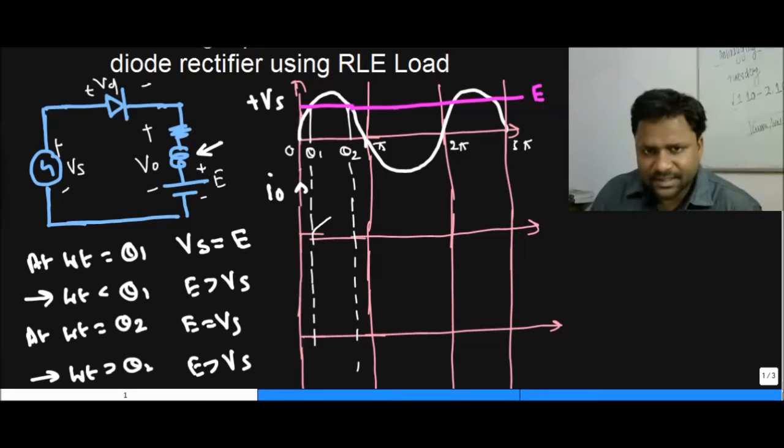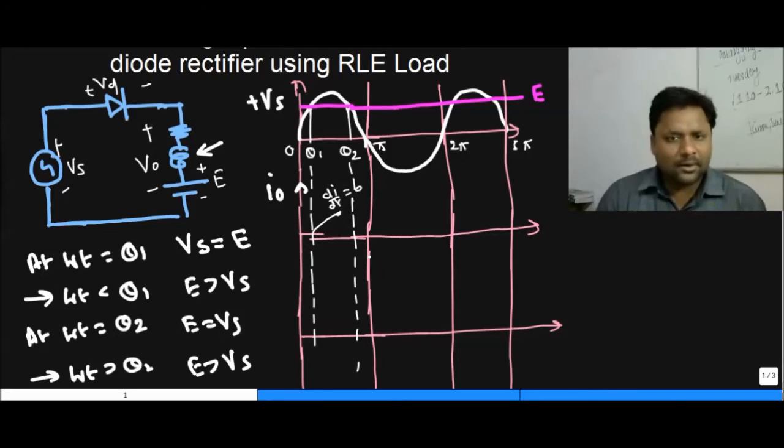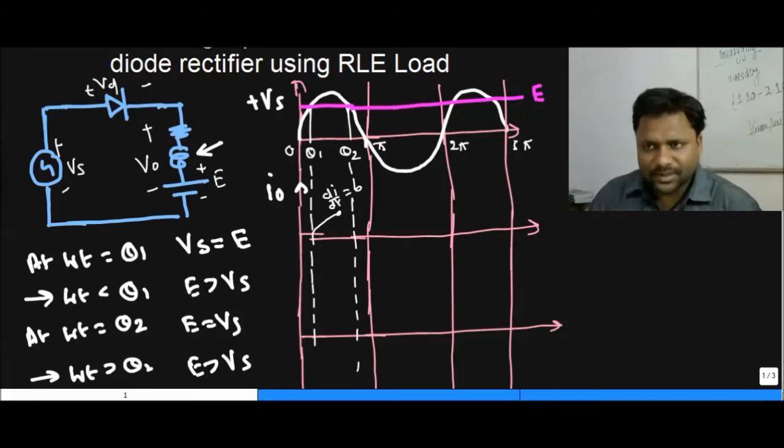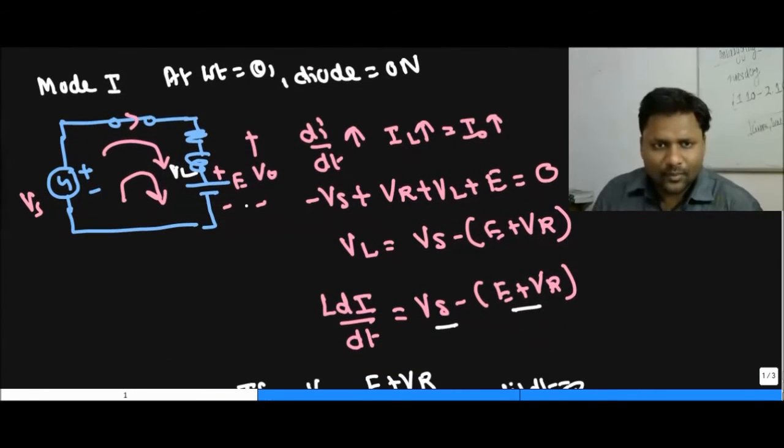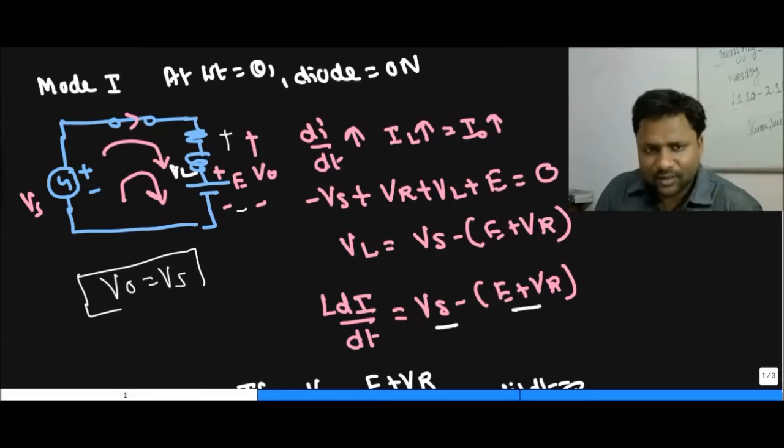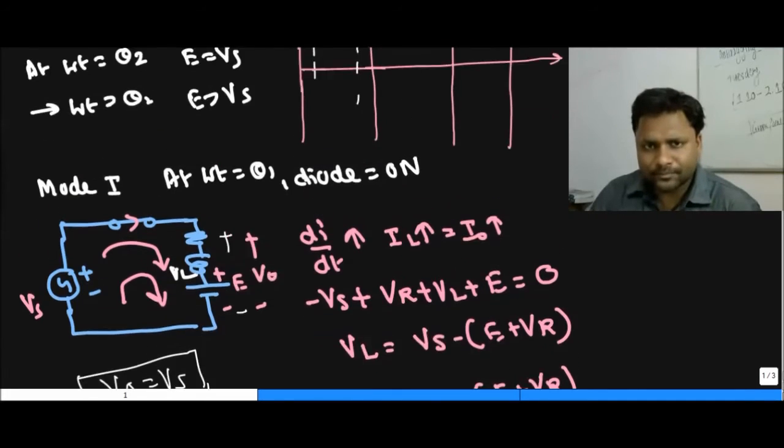Current is going to increase and achieve its maximum point, and at this point we can say that di by dt should be equal to 0, and the current stops. As per the equation, plus minus output voltage should be equal to the supply voltage. So the current is flowing and the output voltage follows the source voltage.